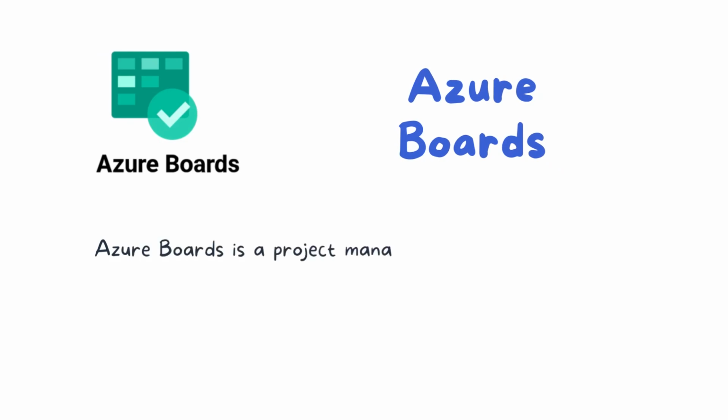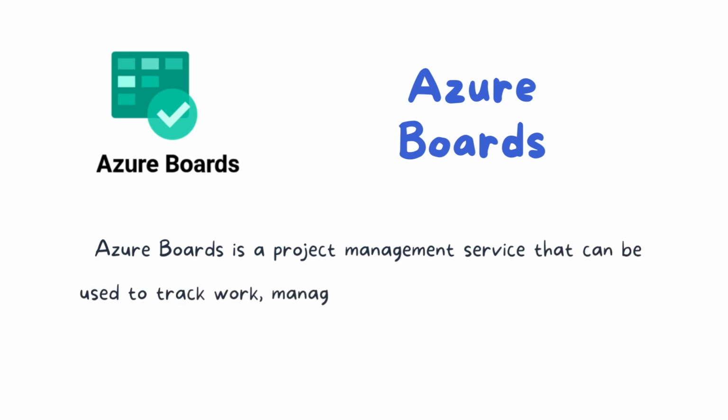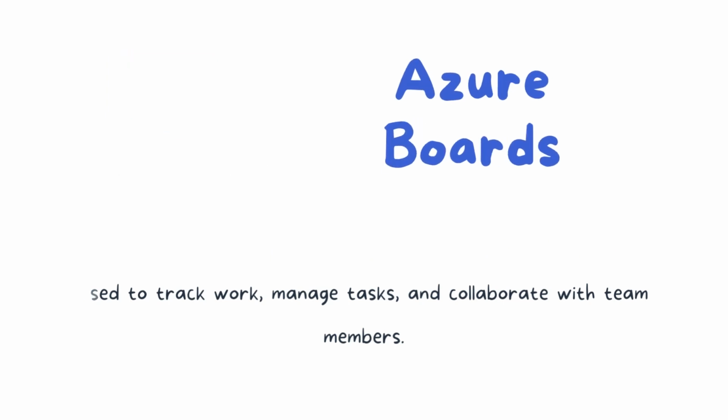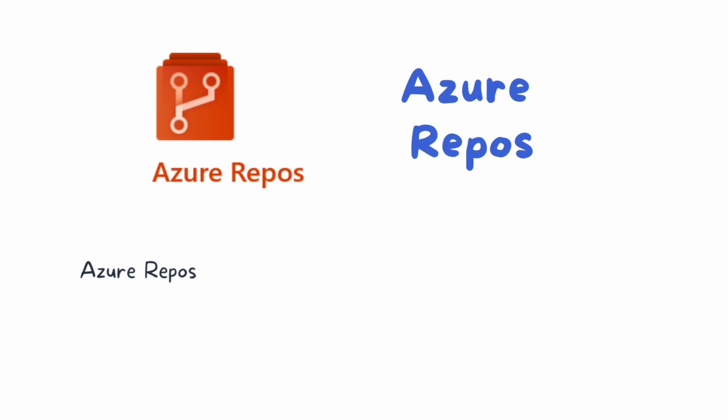Now let's talk about the second service, which is Azure Boards. What exactly does it do? Azure Boards is a project management service which enables agile planning, work tracking and project management. This service can be used to track your work, manage tasks related to the projects and collaborate with other team members.